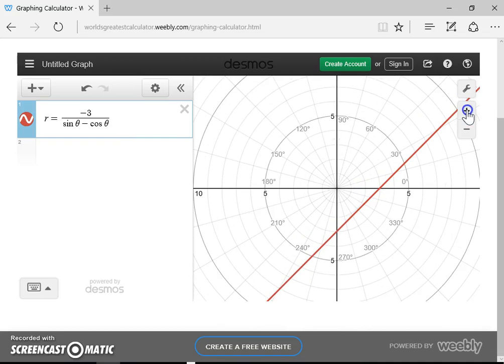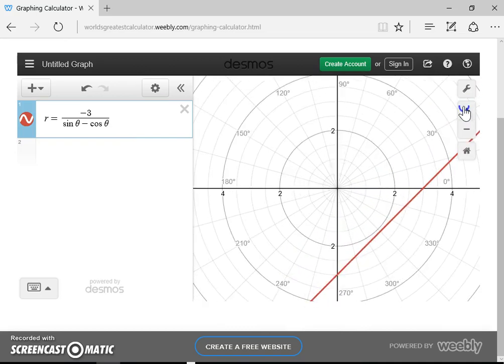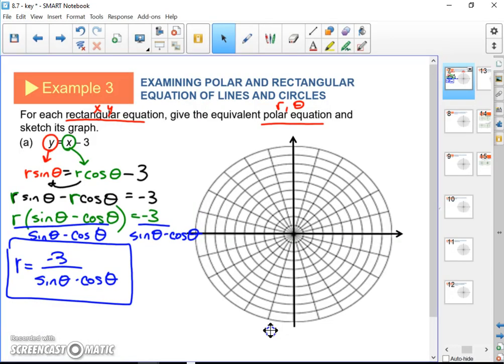So maybe I zoom in and look for intercepts. I think the easiest way to graph this is going to be to look for intercepts. I can see that it crosses at -3 on the y-axis and -3 on the x-axis. Or really, in polar you'd be looking at a distance of 3 at 0 degrees and a distance of 3 at 270 degrees. So it's going to have a point at (3, 0) and a point at (3, 270). It's going to be a line through there.